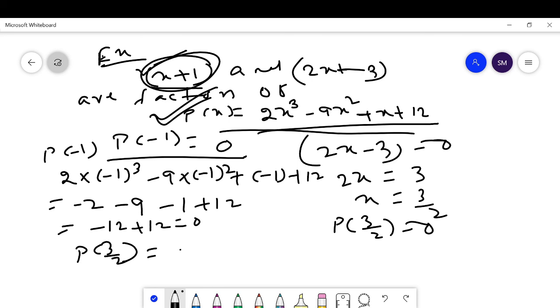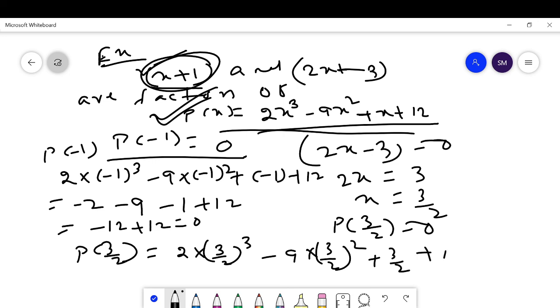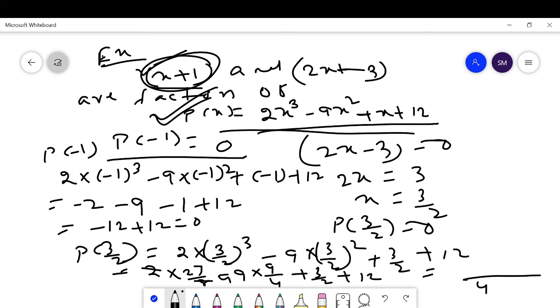Then another, p(3 by 2). p(3 by 2) is equal to 2 into 3 by 2 whole cube minus 9 into 3 by 2 whole square plus 3 by 2 plus 12. This is 2 into 27 upon 8 minus 9 into 9 upon 4 plus 3 by 2 plus 12. Then cancel. Then here 4 is the LCM. Here we get 27 minus 81.